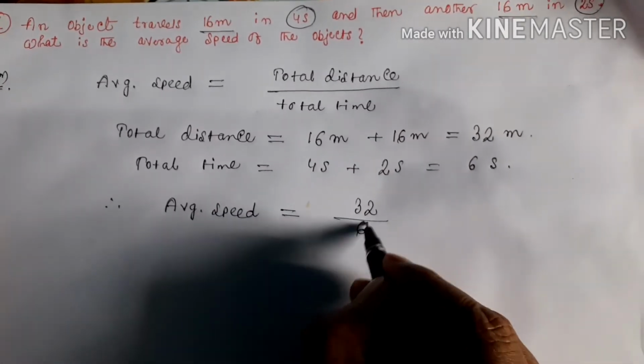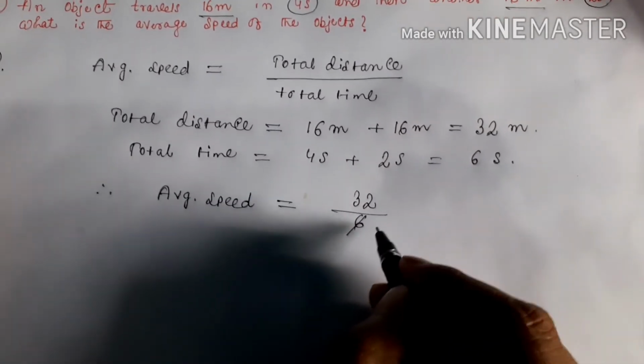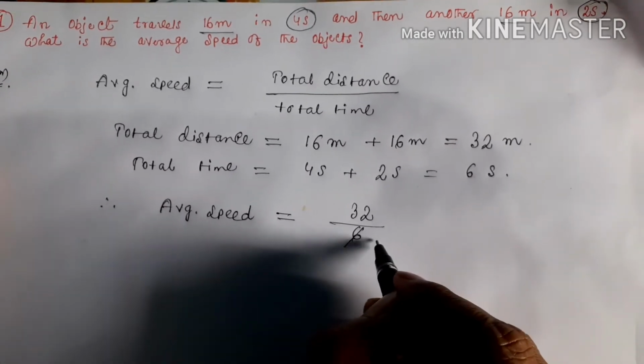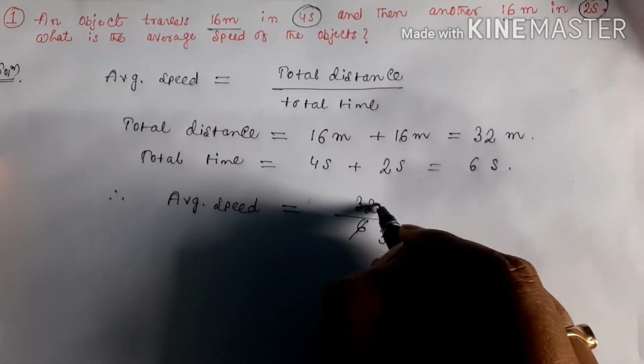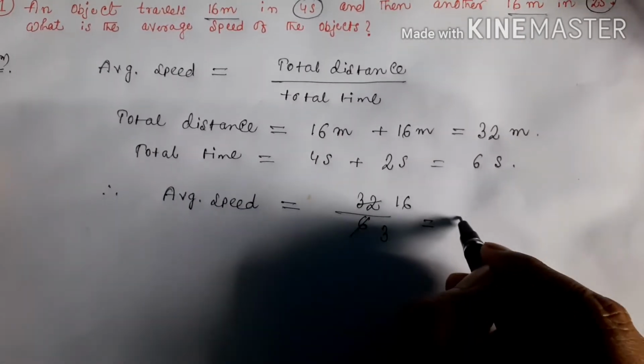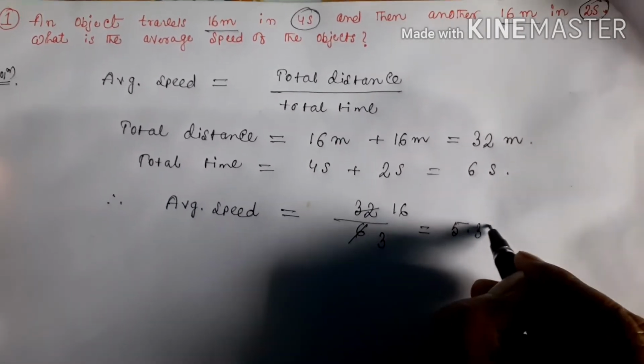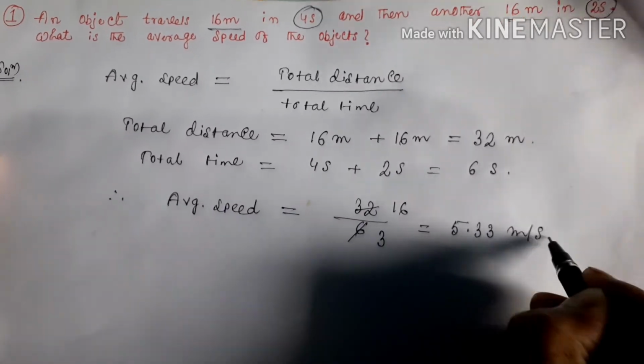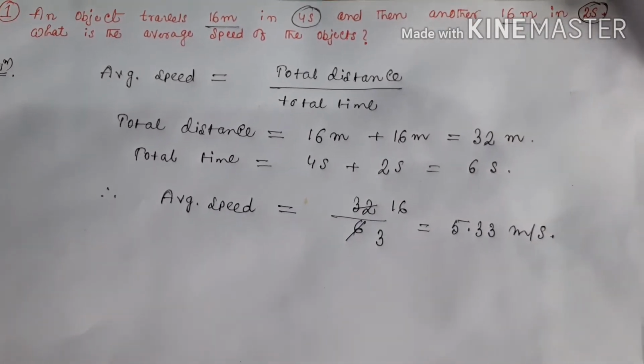So if you do 32 divided by 6, 3 will come here and 16 will come. If you just solve it, then 5.33 meters per second will be the answer. Maybe you all understood that one.